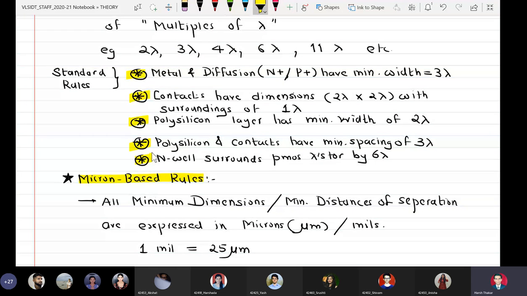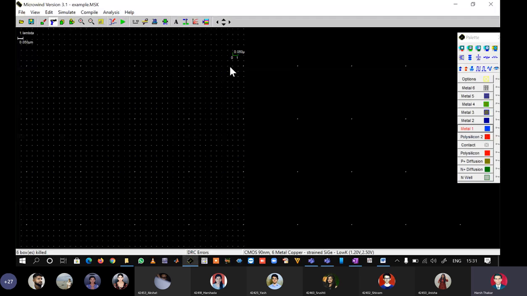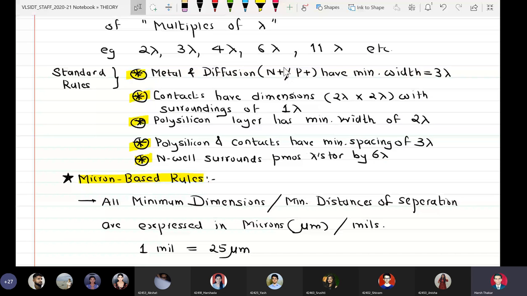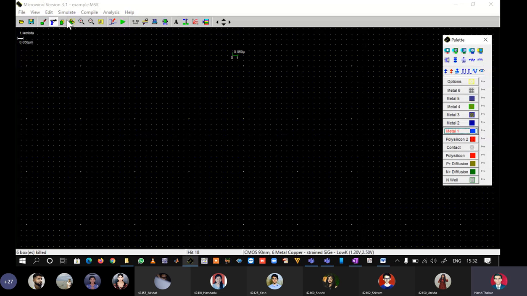Okay, so metal has a minimum width of 3 lambda. Let us go to the tool. We have the tool here. Metal should have a minimum width of 3 lambda. Is the UI of Microwind visible to you? Yes, sir.